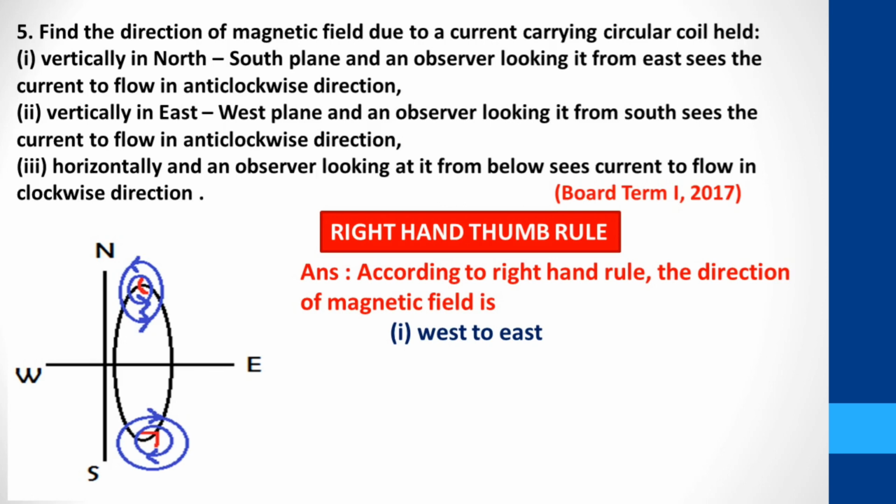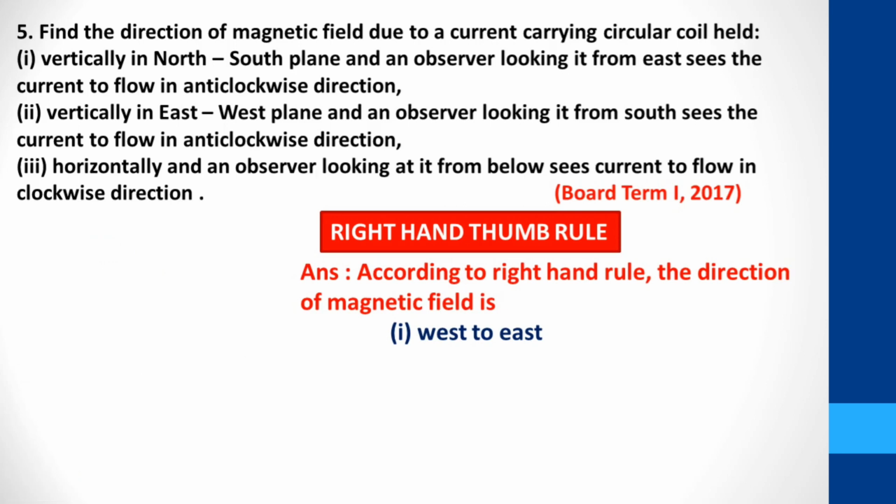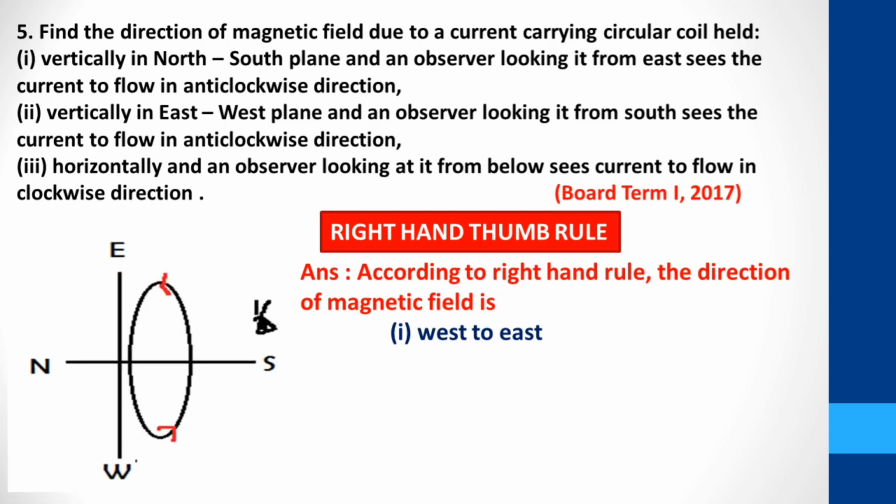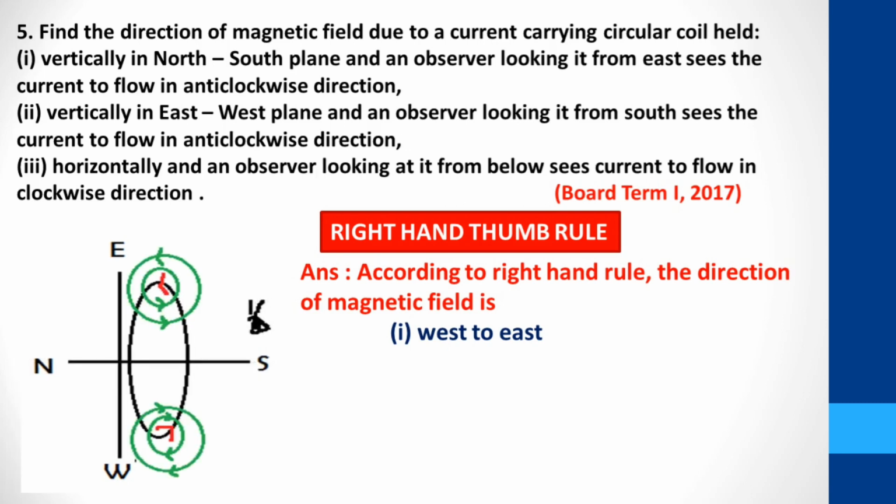Second question: vertically in the east-west plane, and an observer looking at it from south sees the current to flow in the anti-clockwise direction. Now you can see that I have just changed the directions here, north-south and east-west, and the coil is vertically kept in the east-west direction. The observer is looking from the south, so again use the right hand thumb rule, and you can see that the direction of the magnetic field is from north to south on both the ends of the circular coil.